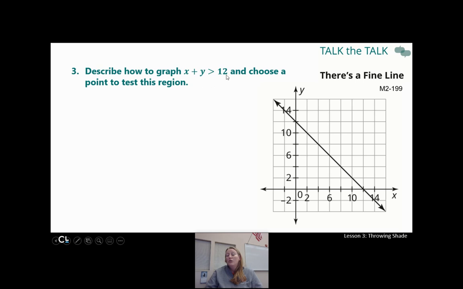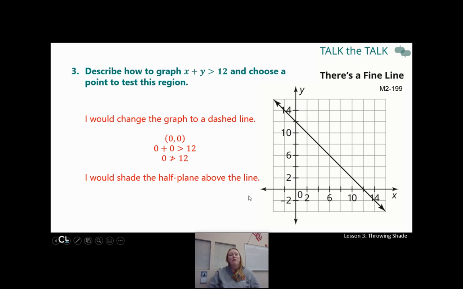Well, first of all, no squashed equal sign. This needs to be changed into a dashed line. So I would change the graph to a dashed line. That's the first thing I would do. And of course, it's now greater than, which makes me think I should be shading up above, but I'm going to check real quick with that 0, 0. Of course, 0 plus 0 is 0, which is not greater than 12. So no, I wouldn't be shading this side. In fact, you may have tested with a point over on this side. That's totally fine. But that does mean we should be shading the half plane above the line.